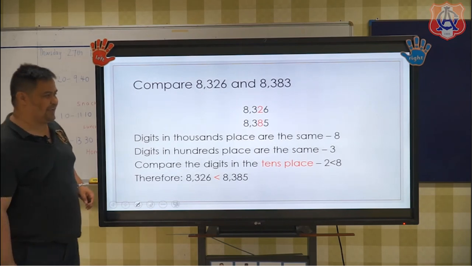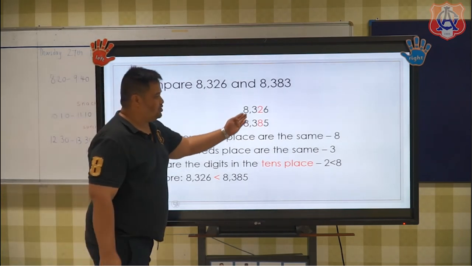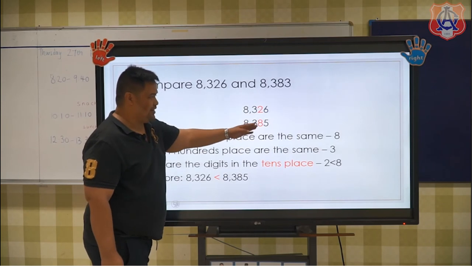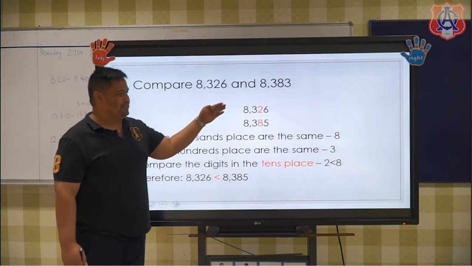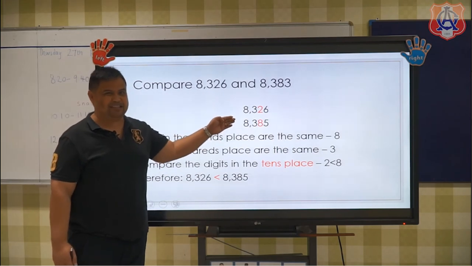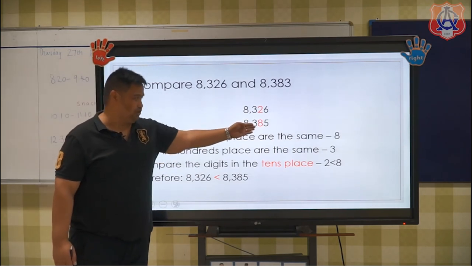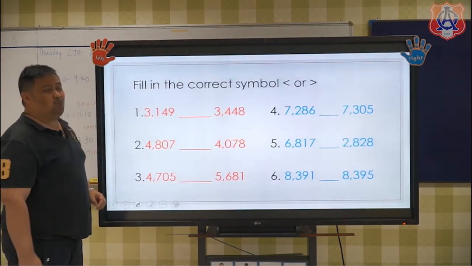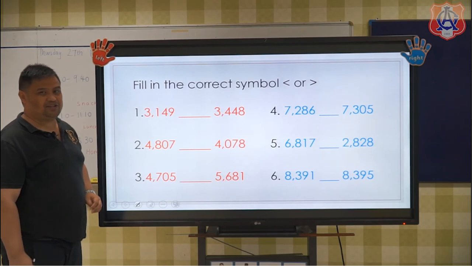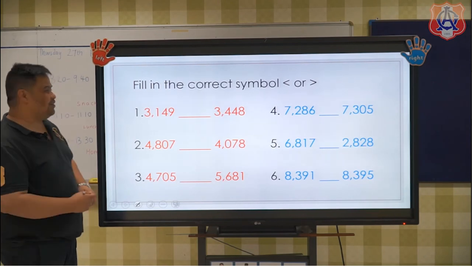Let's move to the next one. Compare the ones in tens. 8,326 and 8,385. What is the bigger number then? Is it the first or the second? So since it's the second, you're going to choose this as the bigger number. Let's answer one of this, and I'd like you to answer the rest of it with your dad or your mom.